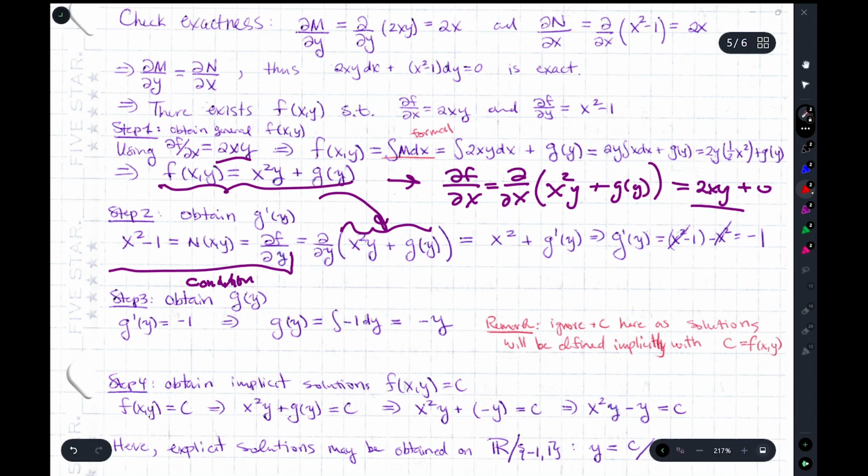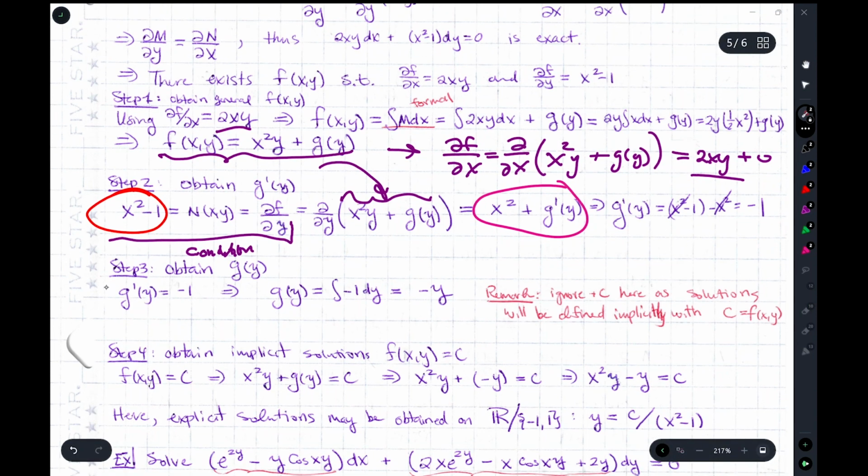We equate the two sides. Here is side 1, here is side 2, coming from different things, and we solve for g prime of y, and it's equal to -1. And then finally we integrate g prime of y equals -1. This is just a straightforward integral. We get -y. Now, here I could have put a plus c. There's no problem really with that.